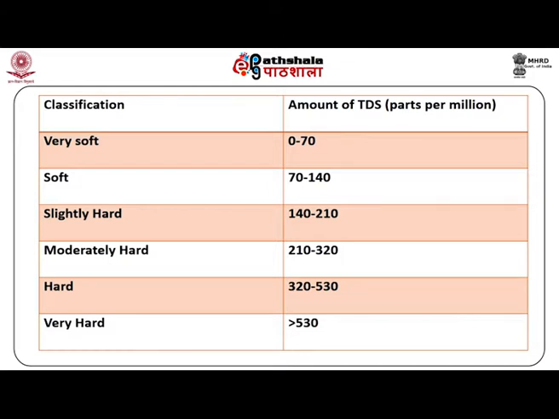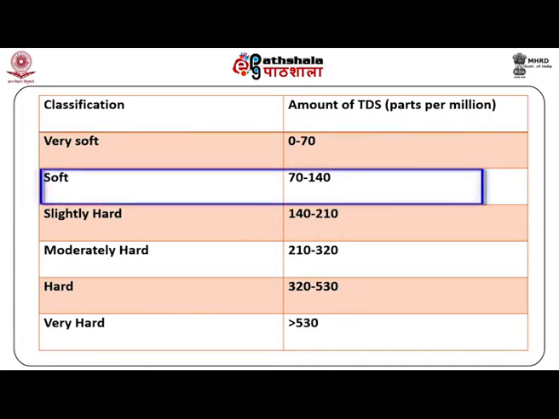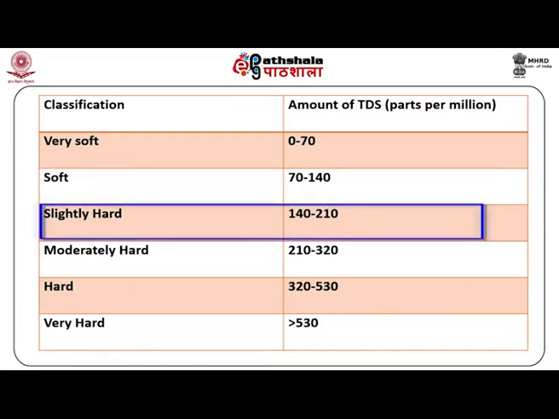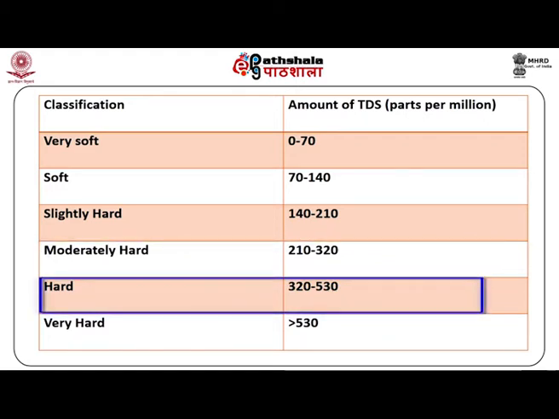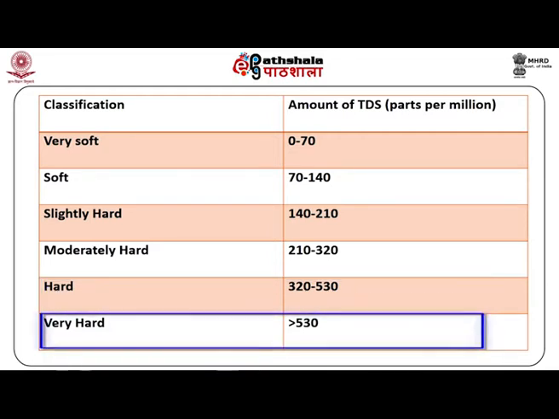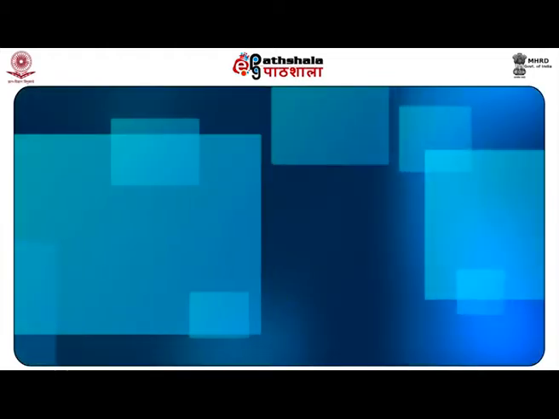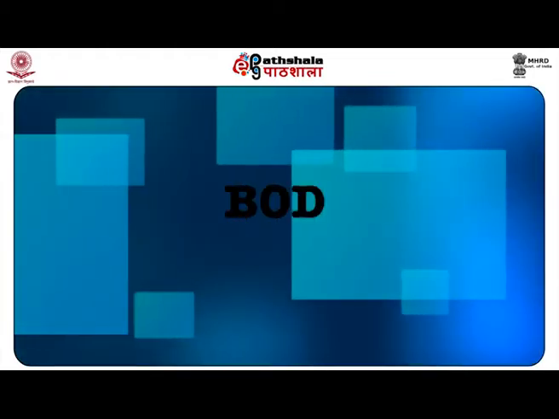The table here gives the relative amount of total dissolved solids in different types of water. Now let us study this table. The classification and the amount of TDS in parts per million. In very soft water, it would be 0 to 70. In soft, it would be 70 to 140. In slightly hard water, the level is 140 to 210. And in moderately hard water, the level of total dissolved solids is 210 to 320. Then comes hard water. In this, the level is 320 to 530, and in very hard water it is greater than 530.